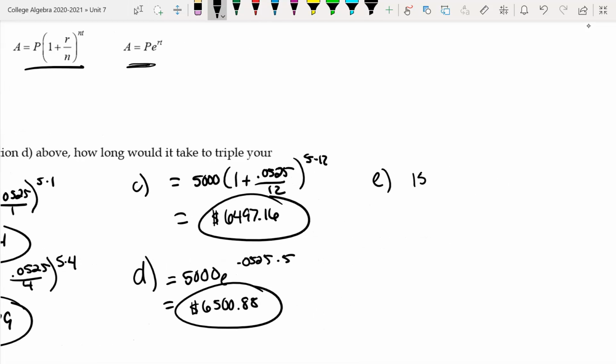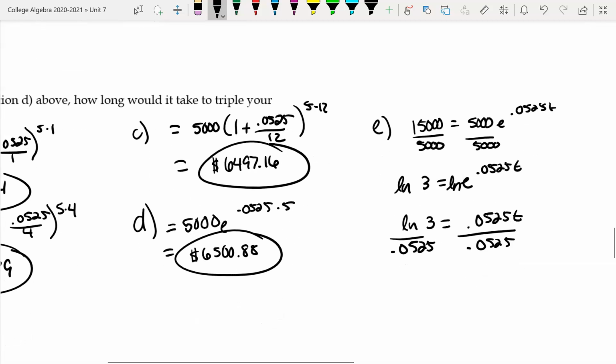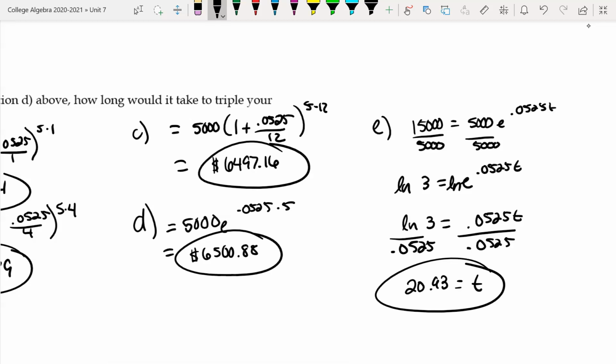So if I triple my money, it's 15,000 equals 5,000 e to the 0.0525t. I divide by 5,000, divide by 5,000. You get 3 equals e to the 0.0525t. Remember, you got to take the natural log of both sides. So I have the natural log of 3 equals 0.0525t now. Divide by 0.0525. Divide by 0.0525. And you should get 20.93 is your t. So it takes about 21 years.